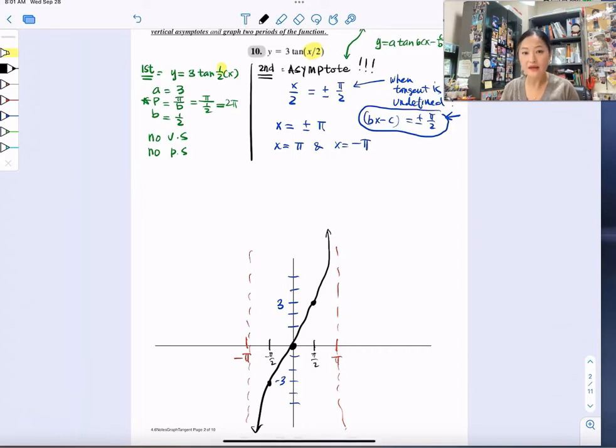Always. Always. It's that easy. So you have your first critical point here, second, third. Only 3 critical points, but you still need to provide me the equations for the asymptotes. That's what's expected of you for tangent graphs. You need to provide me with 3 critical points between the 2 asymptotes here.